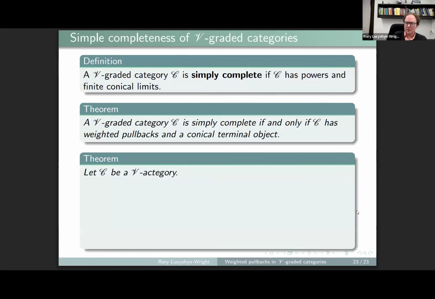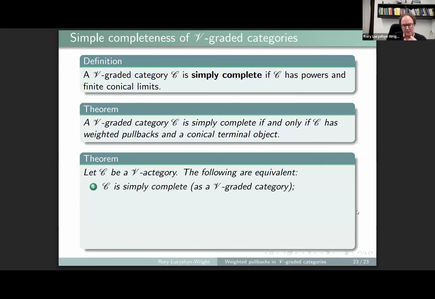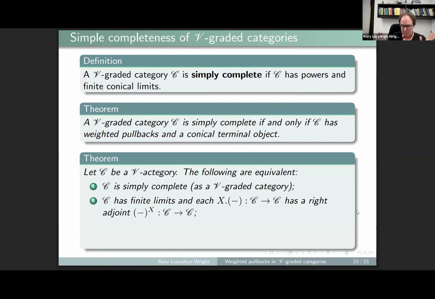Then, specializing this to the case of V-actegories, we'll see simple products showing up again, because they're only defined in V-actegories. So as a theorem, let C be a V-actegory. The following are equivalent. Firstly, C is simply complete when regarded as a V-graded category. Secondly, C has finite limits, just ordinary finite limits, and each functor x dot blank from C to C has a right adjoint, blank to the power x. This is what ends up being required for powers in the V-actegory case, nice and simple in this way.